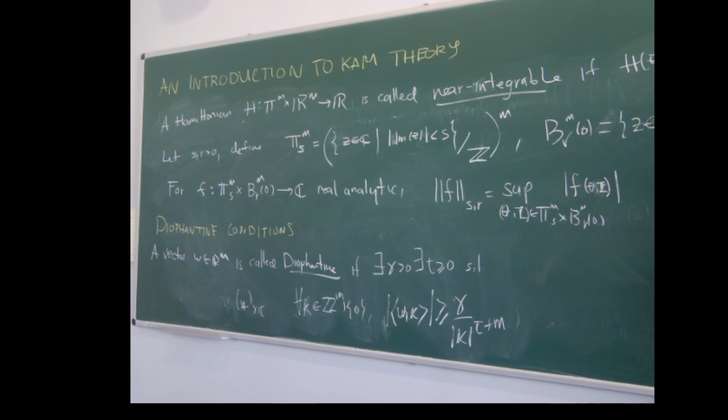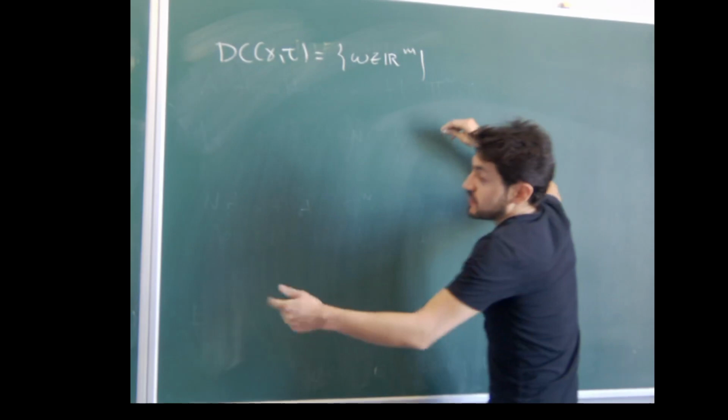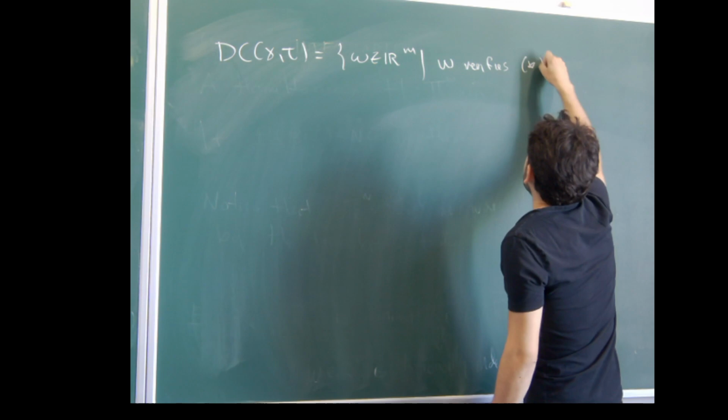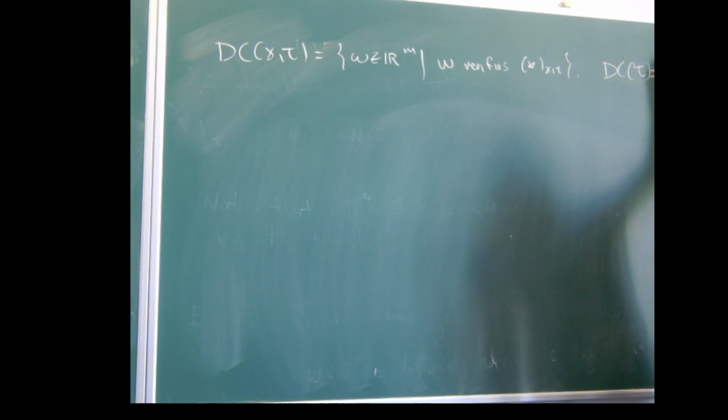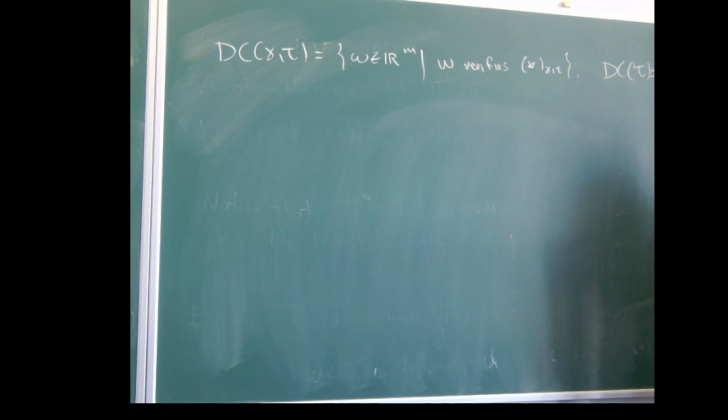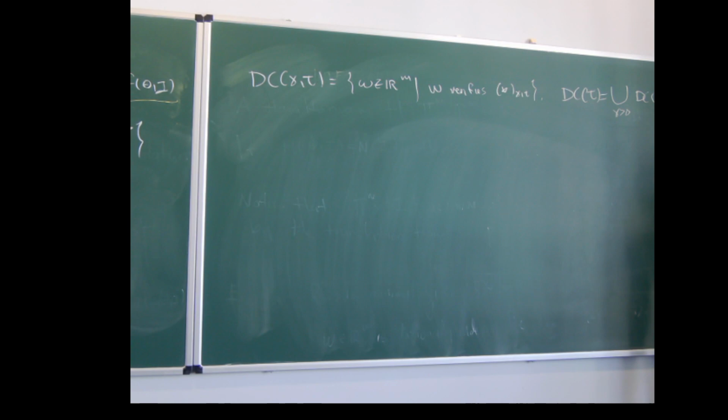Maybe I can introduce some more notation. For notation, I will denote by D_c(gamma, tau) the set of numbers verifying this, so omega verifies this equation. Denote by D_c(tau) the union over all positive constants gamma of these sets. And the Diophantine numbers are just the union over all constants tau greater than or equal to zero of these sets.